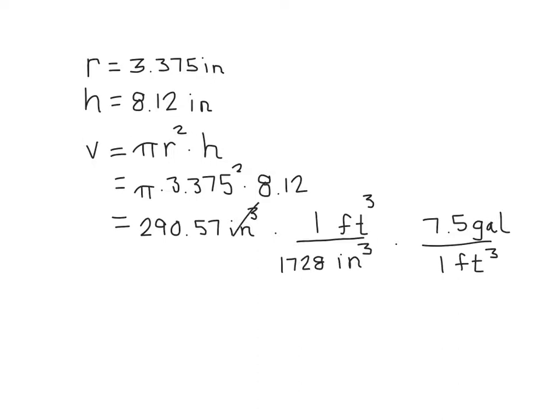So we're going to get our inches cubed or cubic inches to cancel. We're going to get our cubic feet to cancel, and we will be left with gallons. If we multiply 290.57 by 7.5 and divide that answer by 1,728, we find that that capacity would be equivalent to 1.26 gallons.